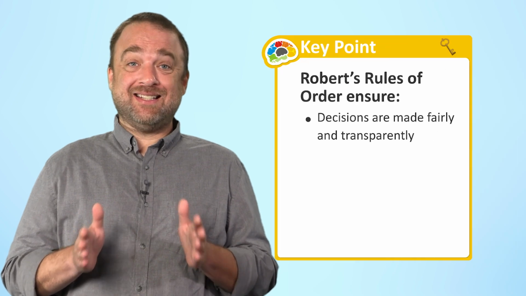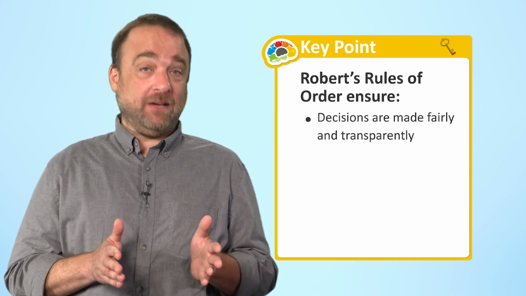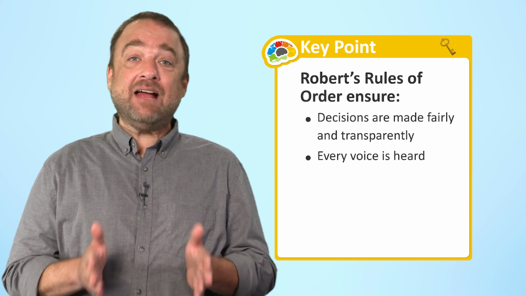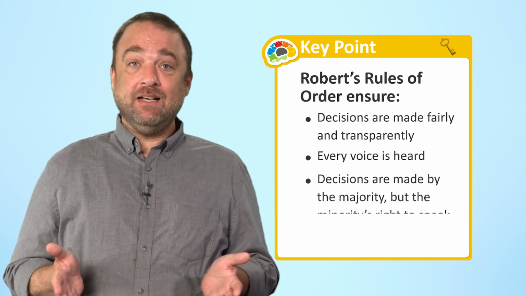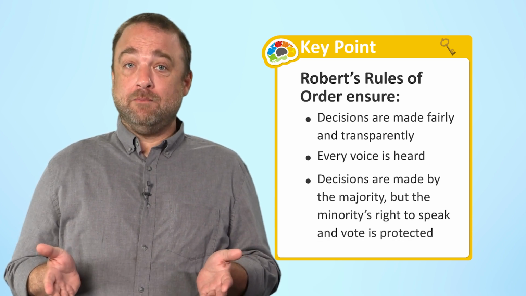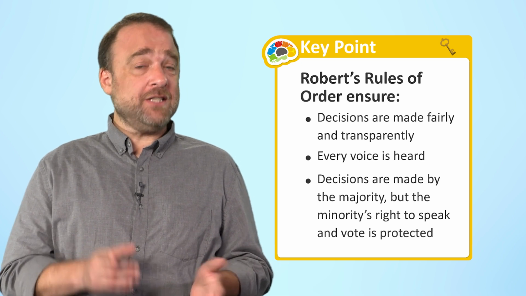Robert's Rules of Order is designed to ensure that decisions are made fairly and transparently, and that every voice is heard. To that end, decisions are made by the majority, but the minority's right to speak and vote is protected.